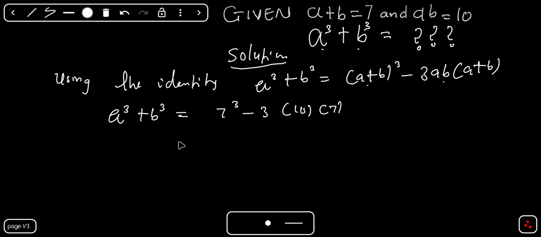7 raised to the power of 3 will give us 343 minus, now 3 multiplied by 10, multiplied by 7, that will give us 210. So 343 minus 210 is going to give us 133. So that will be the answer to that question.